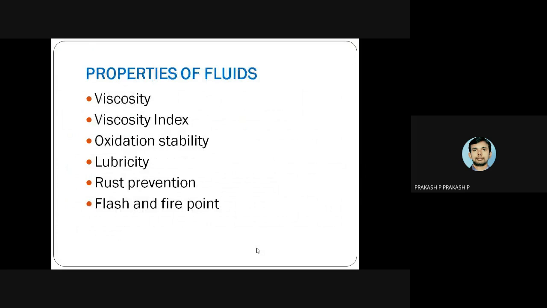These are the different properties of fluid we have to choose based on the application. First is viscosity, next viscosity index, oxidation stability, lubricity, rust prevention, and flash and fire point. Based on the application, these are the main properties of fluid we have to consider for any kind of hydraulic actuation.